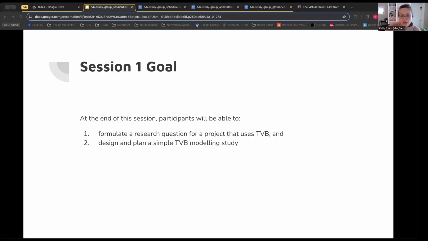Right? The goal for today, and we'll see how well we achieve this goal later on in the discussion session, is that I would hope that everyone here will be able to formulate a research question for a project that uses the Virtual Brain platform, and that they're able to design and plan a simple modeling study. In order to do that, we have to give you some foundations for what the virtual brain can do, and then allow you to formulate hypotheses you might want to test, and so on and so forth. That's the goal.